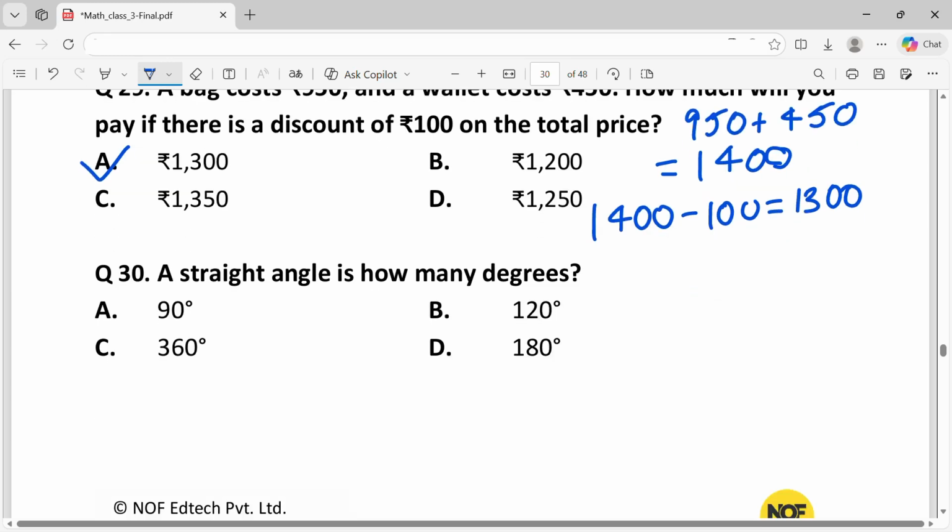Question 30. A straight angle has how many degrees? A straight angle has 180 degree, which is a straight line.